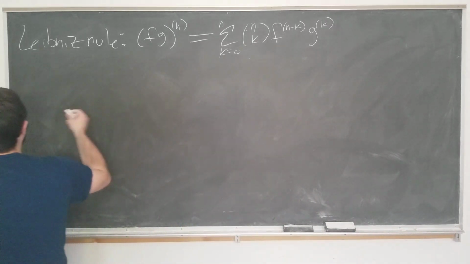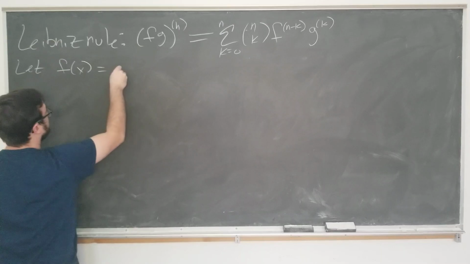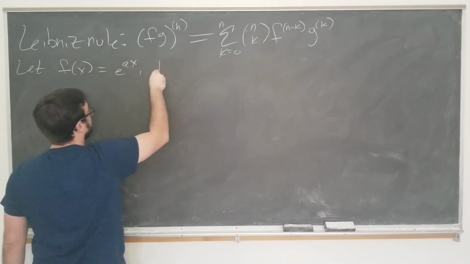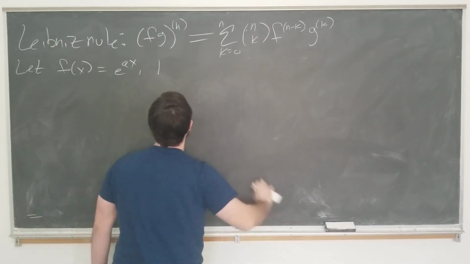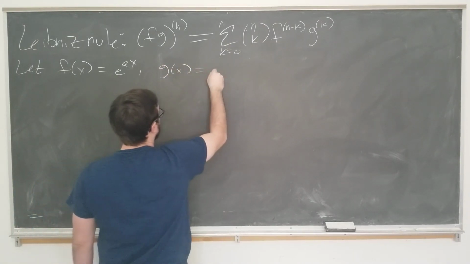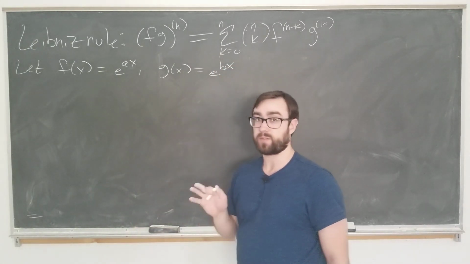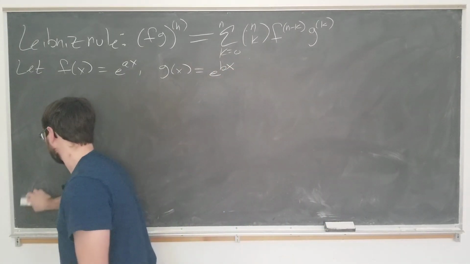So now that we have this proven, we're going to let f of x be equal to e to the ax and g of x equal to e to the bx. We're just taking a special case of two functions. It's perfectly fine to do this.